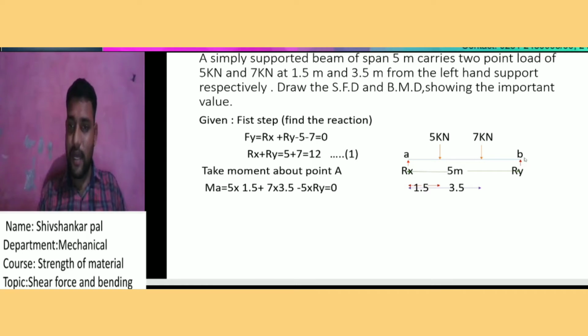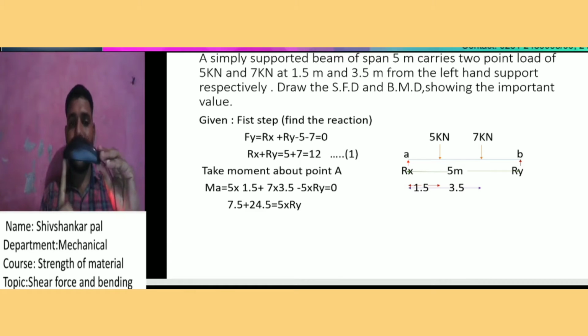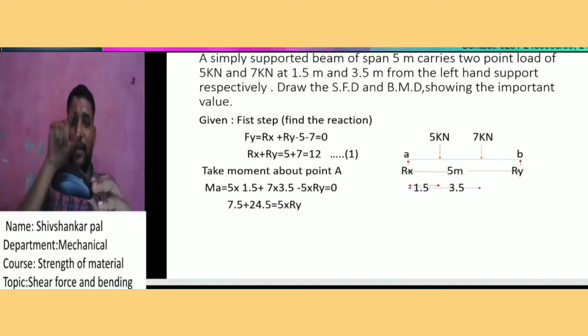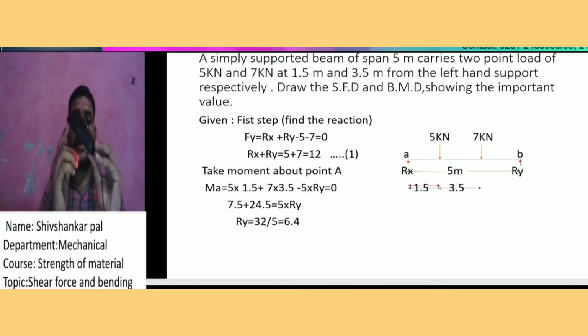And the second one is the moment of Ry about point A: force into perpendicular distance. The force is Ry, and the perpendicular distance is 5 meter. But here you see that our reaction Ry tries to go upward, that means it will try to move in the anti-clockwise direction. So what is the sign here? Negative sign. Ry into 5 is the moment, but the direction is anti-clockwise, so I take a negative sign.